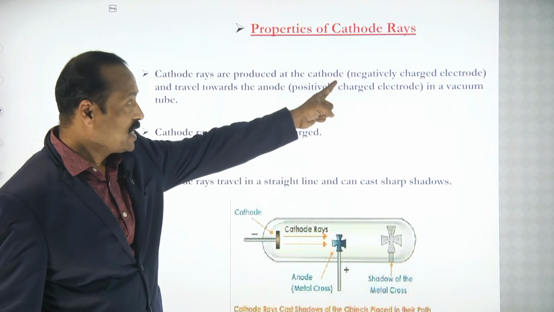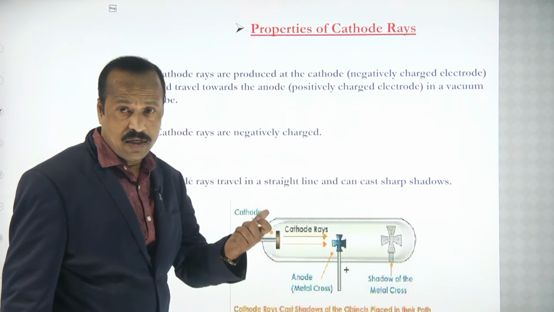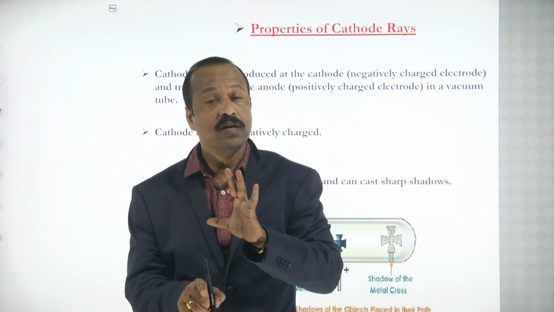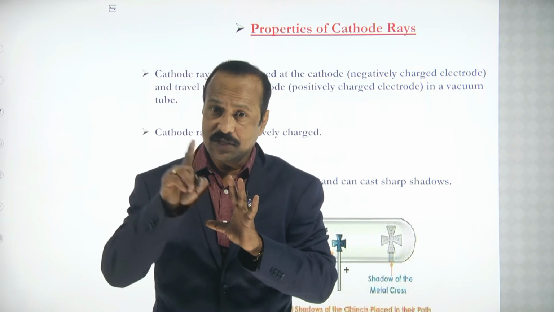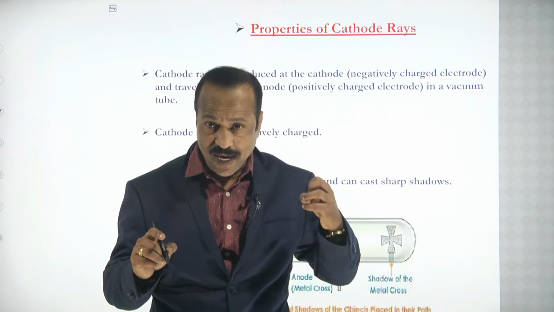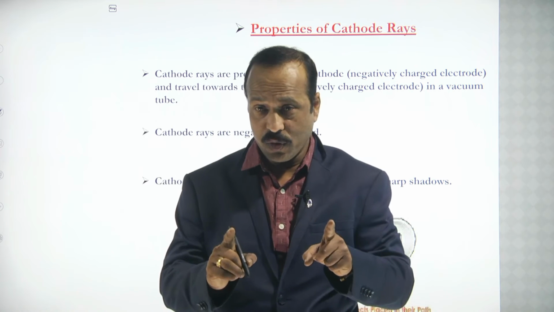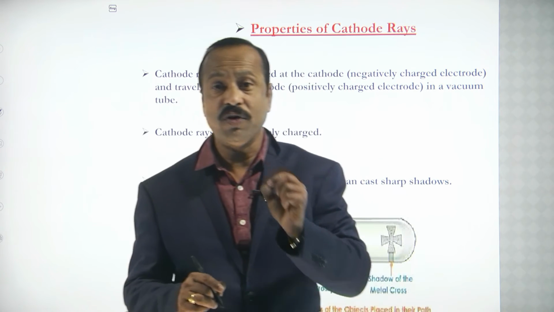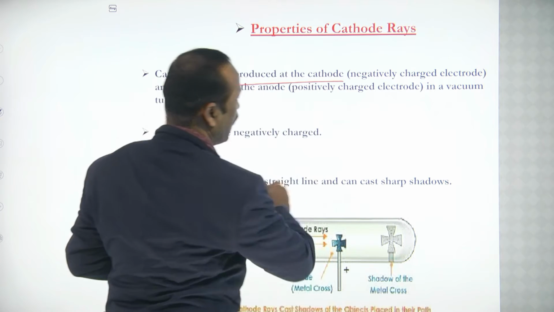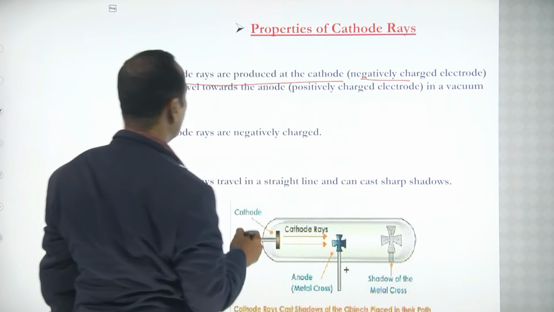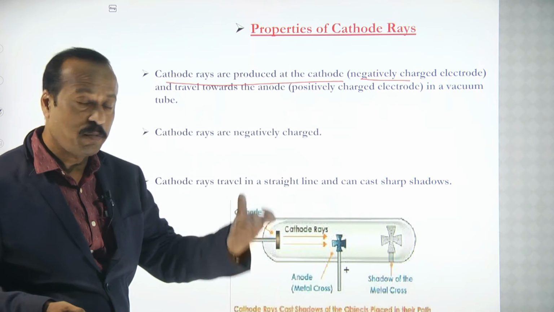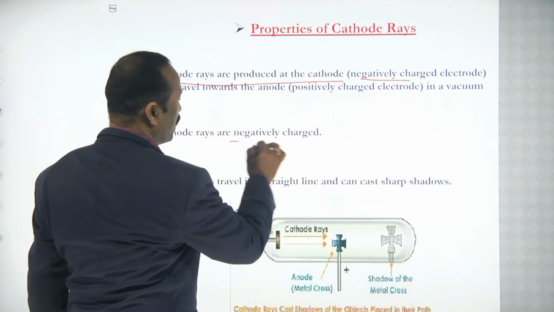Cathode rays are produced at the cathode, and I already told you that the cathode is an electrode which is connected to the negative terminal of the source. As it is the negative terminal of the source, the rays or particles emitting from the cathode consist of negative charge. Hence, the cathode rays are produced from the cathode, the negatively charged electrode, and they are moving towards the anode, which means they are moving towards the positively charged one. So cathode rays are negatively charged.